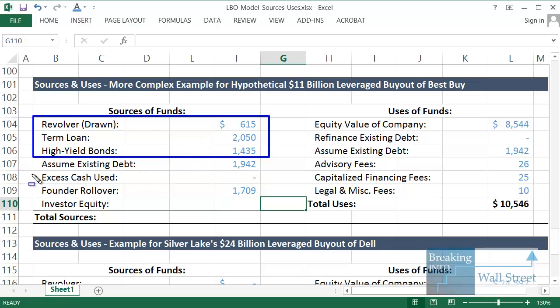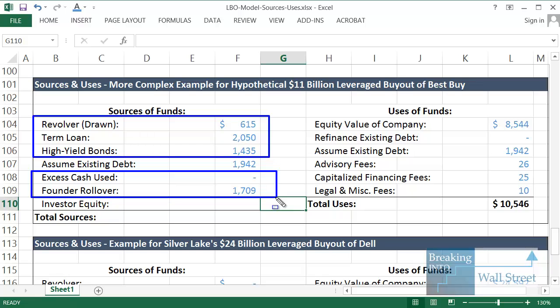And then we have two new interesting items here, excess cash used and founder rollover. What does this mean? Excess cash used. If a company has a large cash balance that is far above what it needs to operate, it can actually use some of that cash to fund the deal itself. So instead of the PE firm actually putting its own cash forward or raising debt to fund the deal, the company itself can take some of that cash and say, you know what? We're going to use this cash to buy some of our own shares and help get this deal done.